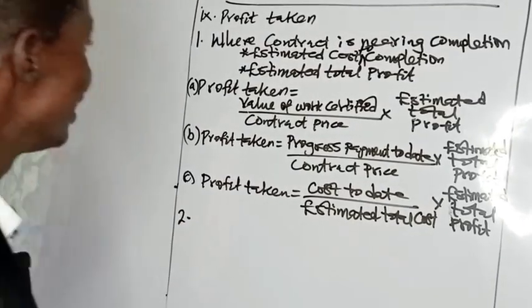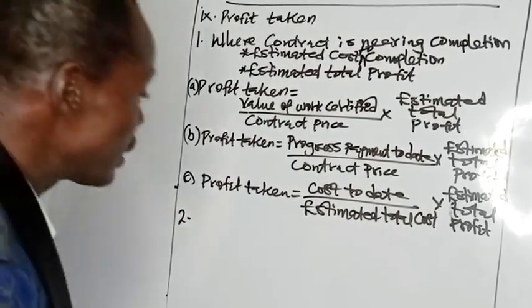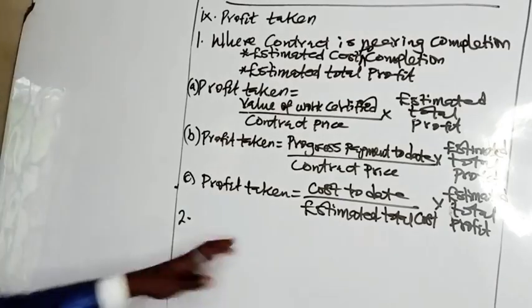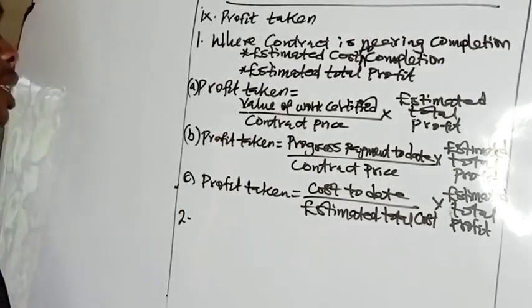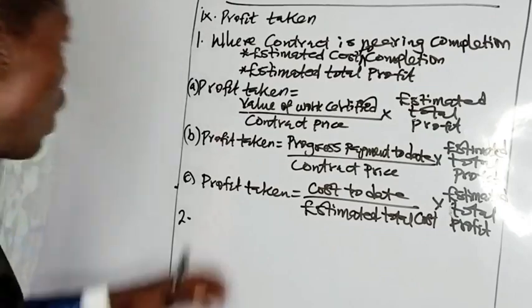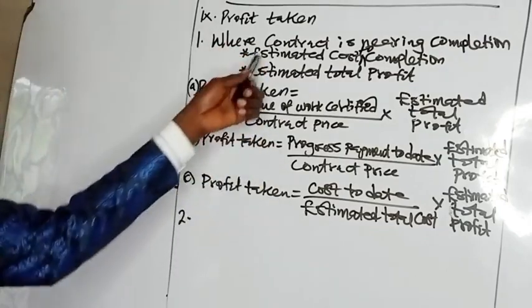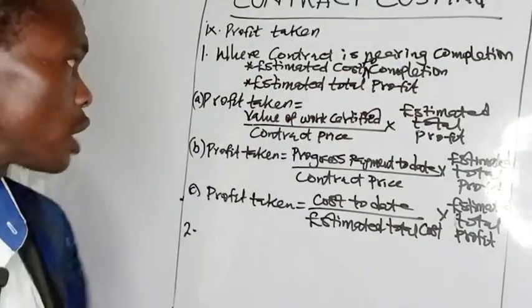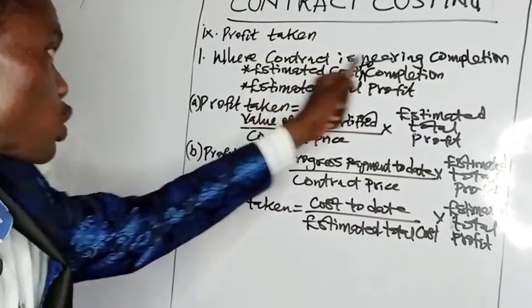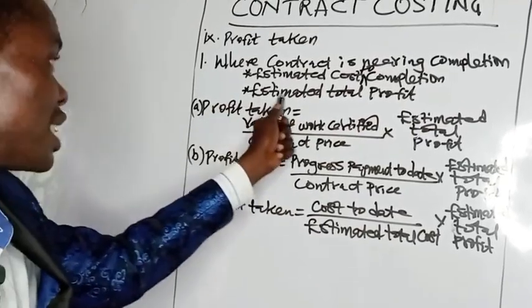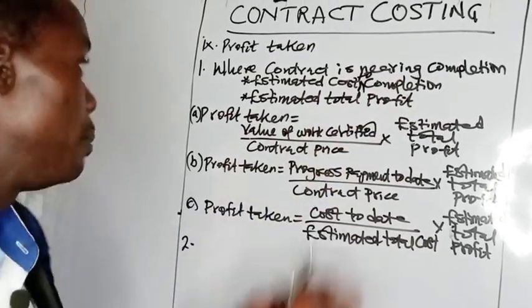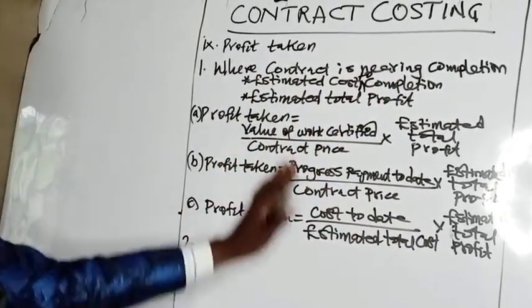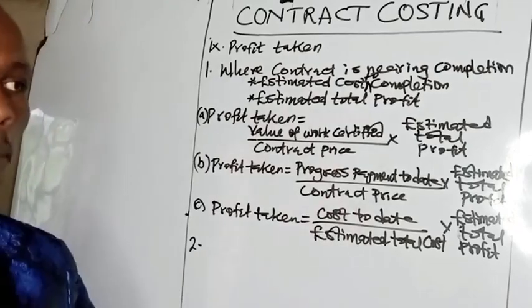where the contract is between 30% to 80% completed, it's not yet nearing completion. That means the outcome of the contract cannot be reliably measured. The estimated cost to completion is not known. Where the estimated cost to completion is not known, that means estimated total profit cannot equally be determined. That means the only thing you can do is to calculate the notional profit.